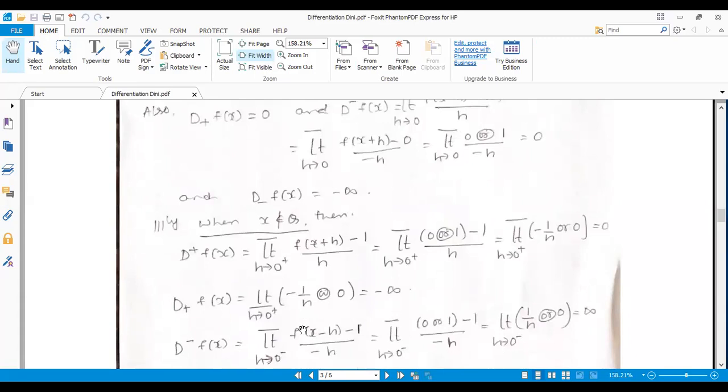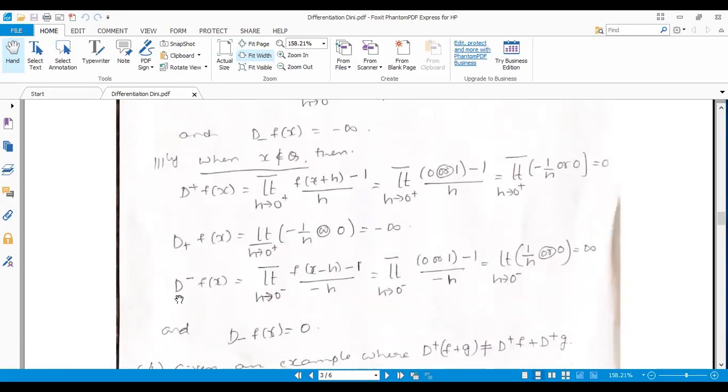Similarly, we can work it out in the irrational case. When x does not belong to Q, then D plus f of x, that is the upper right derivative, is the limit superior of f of x plus h minus 1 divided by h. Then here you get two values, 0 or 1, minus 1 divided by h. If it is 0 or 1, then you get minus 1 by h or 0, because if you choose 1, 1 minus 1 is 0, and 0 minus 1 is minus 1 by h. Then the upper value is 0 only, the superior. Similarly, for D plus of f of x with limit inferior, with only a small change, upper or lower, minus 1 by h or 0, then you get minus infinity.